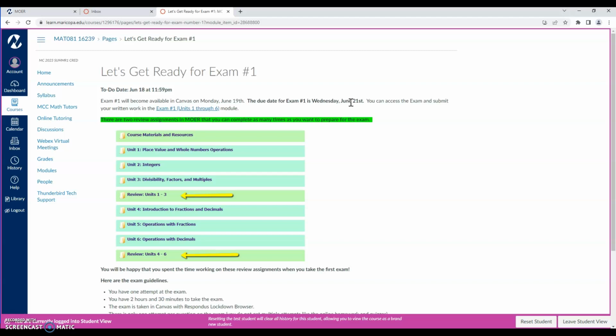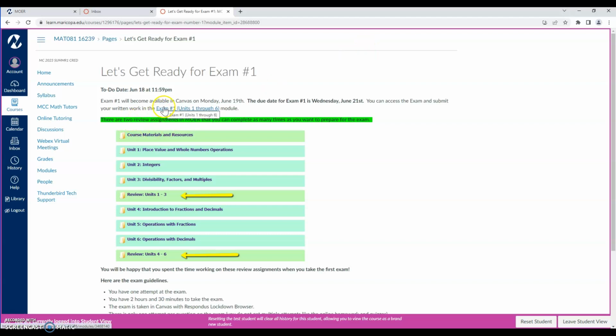Now, you have to do the exam all in one sitting. You can't open it and then close it and then go back and open it again. So it's different from the homework assignments. In the homework assignments, you can do a couple questions, take a break, think about it, go get some help, or just stop for the day and come back later and work on it. The exam has to be done all in one sitting.